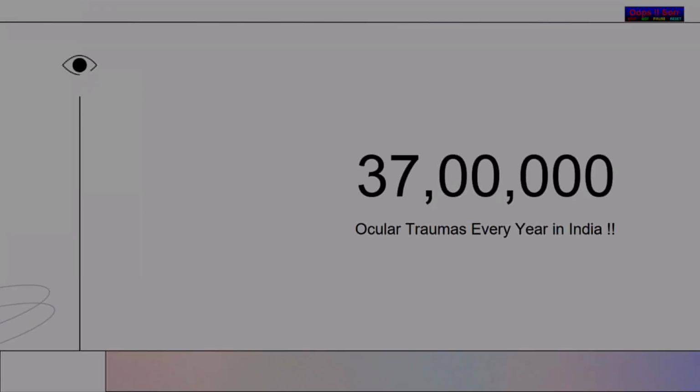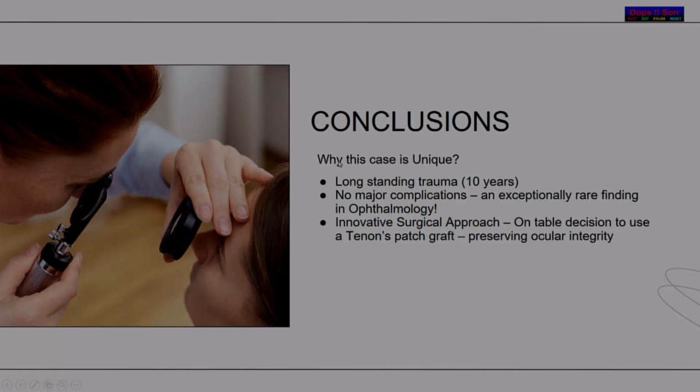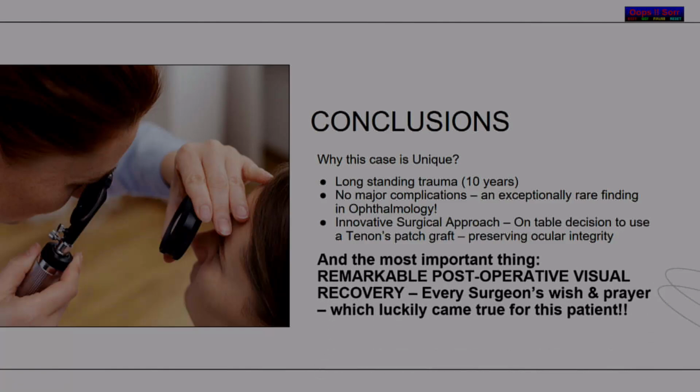So in a year in India, around 37 lakh people sustain ocular traumas. So why is our case rare? One, because it's a long-standing trauma of 10 years with no major complications, which is an exceptionally rare finding in ophthalmology. And also, we have an innovative surgical approach, where an on-table decision to use a Tenon's patch graft was made, thus preserving ocular integrity. And the most important thing is the remarkable visual recovery for this patient, which is every surgeon's wish and prayer, which luckily came true for our patient.